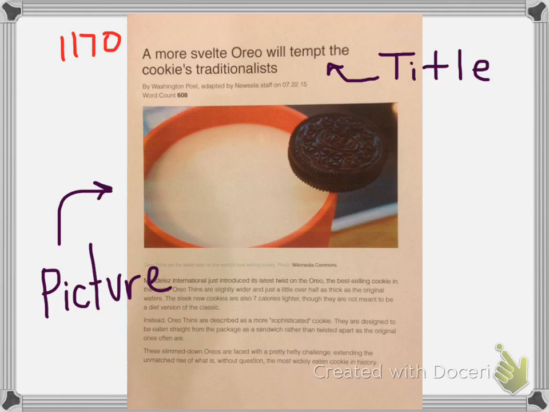A more svelte cookie. I'm not sure what svelte means, but it's more something. That tells me the cookie changed. Will tempt the cookie traditionalists. Now, I know what traditional means. So a traditionalist maybe wants to keep a tradition. So I'm already using the title to help me think a little bit about what this article might be about. So far, I think that it's about Oreos, and I think somehow Oreos are going to get changed.